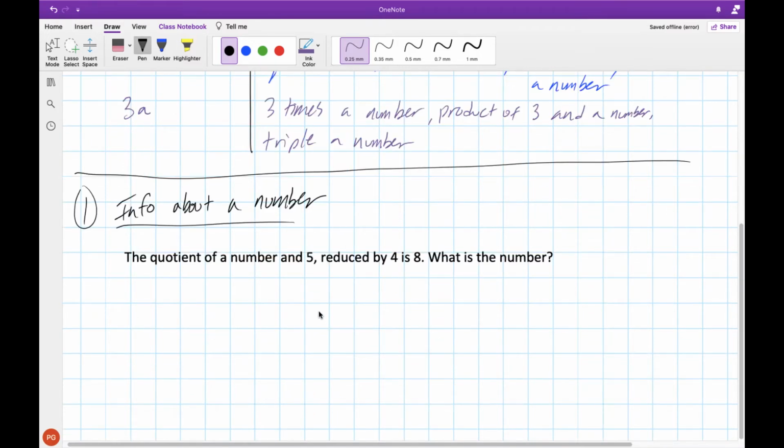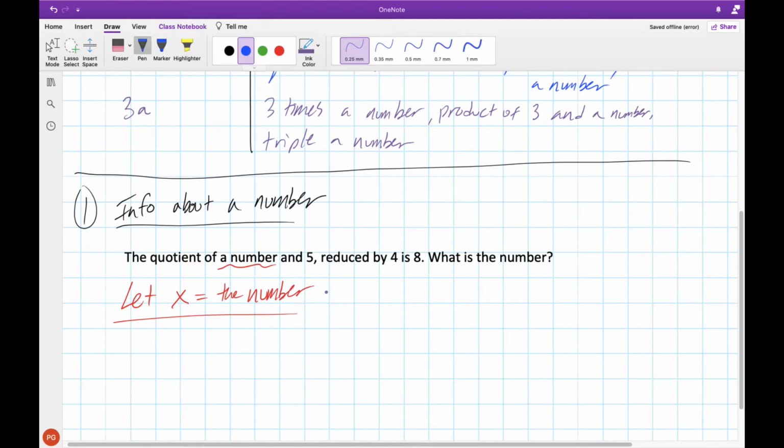Our first type of problem are the types of problems where they just give you some information about some mystery number. In this case, we're told a number, the quotient of that number and 5 reduced by 4 is 8, and we're asked, what is that number? Anytime you're turning words into variables, the first thing you want to do is a let statement. And let just means that we're going to call a variable like x this number here. This tells us what our variable represents. In this case, it's whatever this mystery number is.